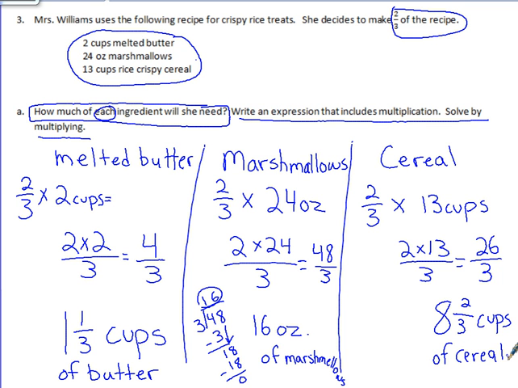To make 2/3 of the recipe, Miss Williams will need 1 1/3 cups of butter, 16 ounces of marshmallows, and 8 2/3 cups of cereal.